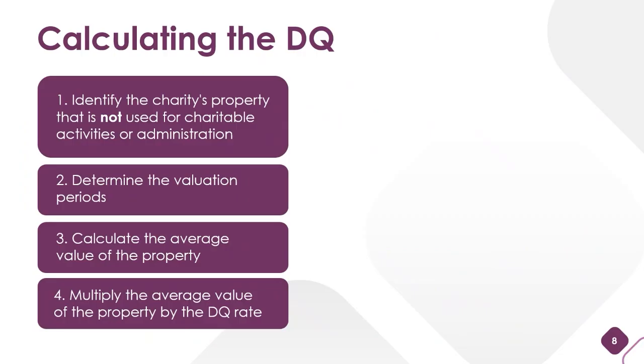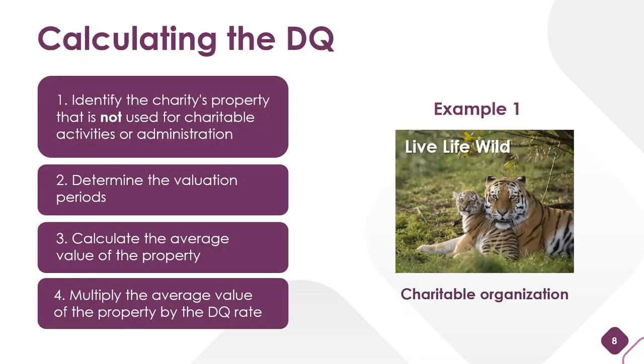All right, so how do we go about calculating a charity's DQ? Here's a broad overview, and then we'll go into specifics for each step on the slides that follow. Step 1, identify the charity's property that is not used for charitable activities or administration. Step 2, determine the valuation periods. Step 3, calculate the average value of the property. And step 4, multiply the average value of the property by the DQ rate. On the right-hand side of the slide, we will work through an example using Live Life Wild, a fictitious charitable organization that helps protect endangered animals.